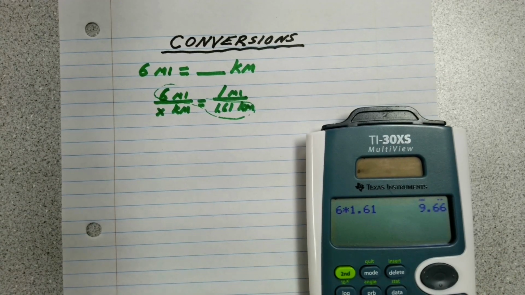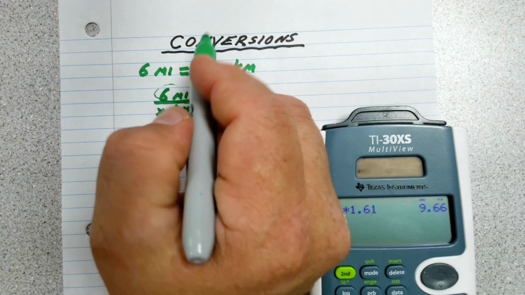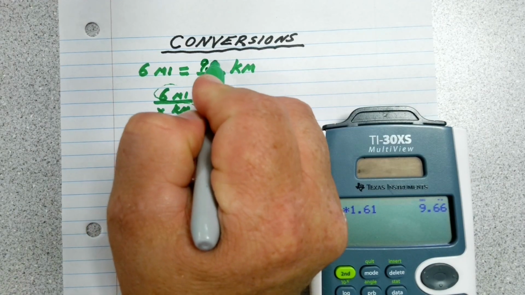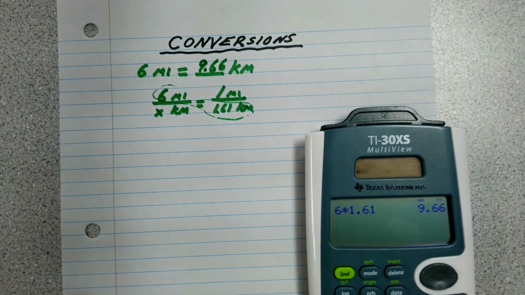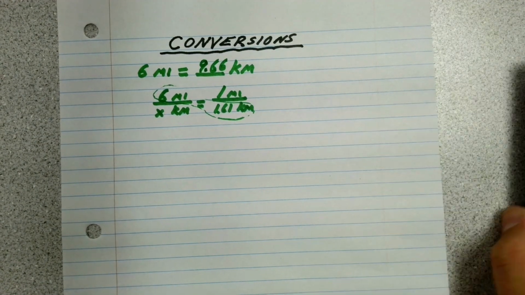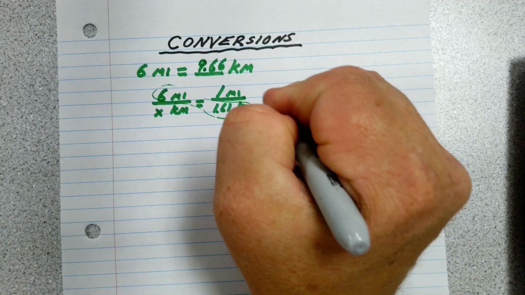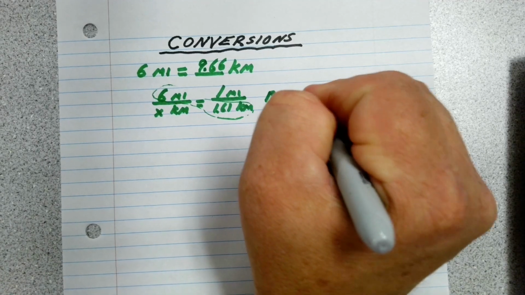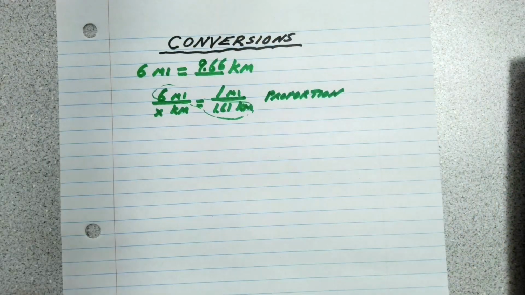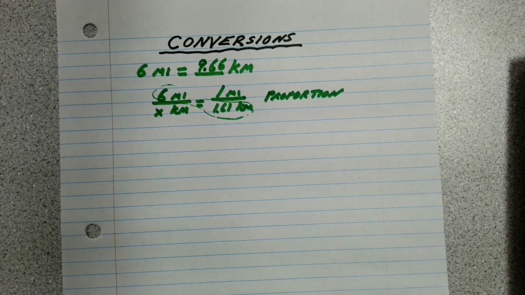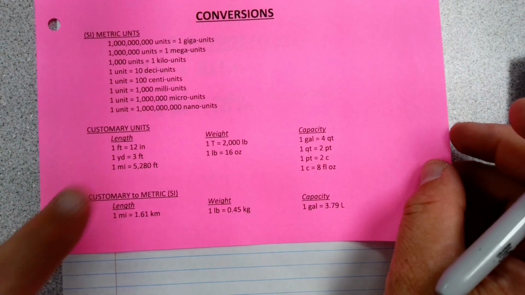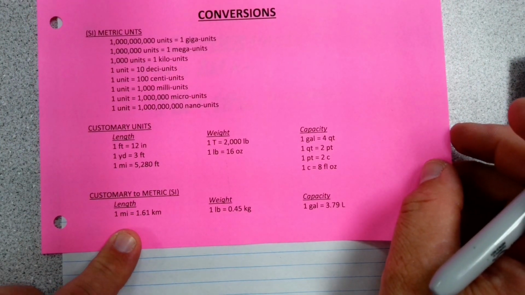And this is what I was able to get, 9.66. So our final answer up here is going to be 9.66 kilometers. So this is the proportion way that we can do this. And it works really well if you're just going from one unit to the other and you have a conversion on your sheet, just like we did right there. All right.